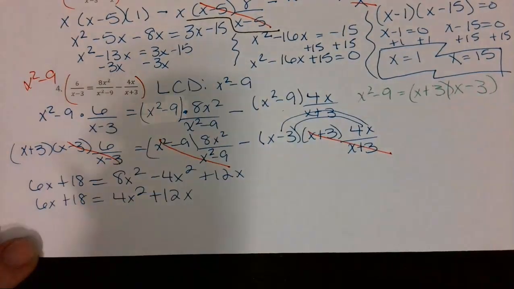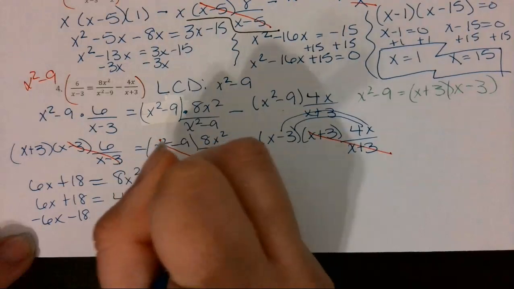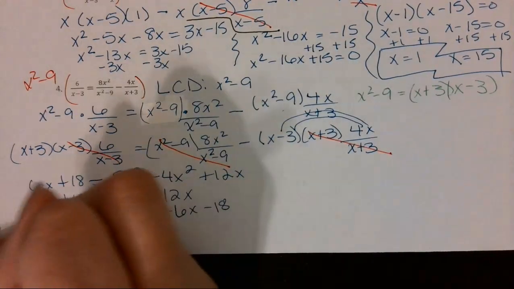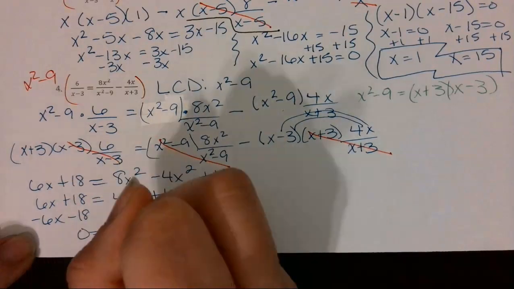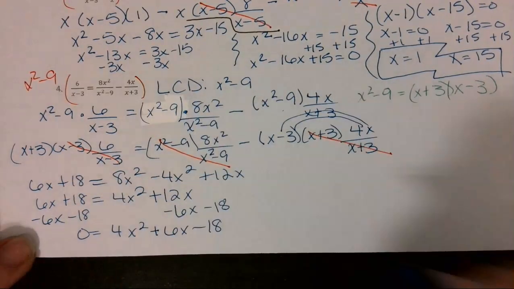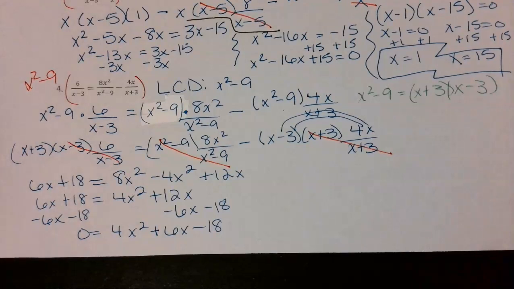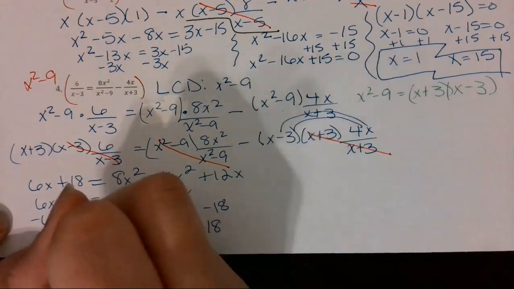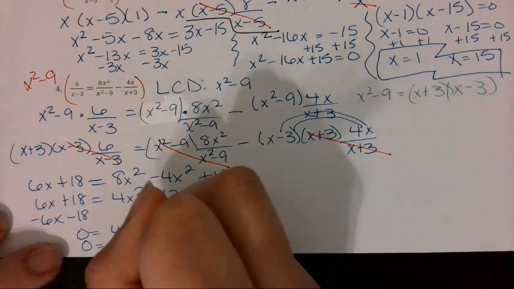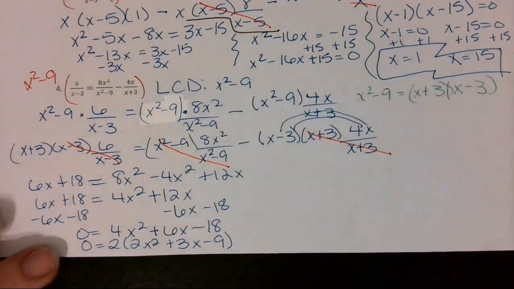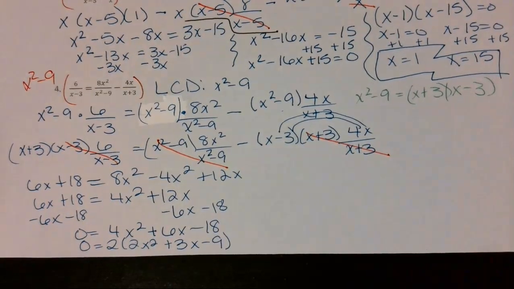Okay. Then I want to subtract 6x and 18 from both sides. I get 4x squared plus 6x minus 18. I can factor out a 2 to make these smaller numbers to work with. Okay. Then I want to factor this. I can type into Desmos the equation, and where it crosses the x-axis is my solution. So let me open up Desmos.